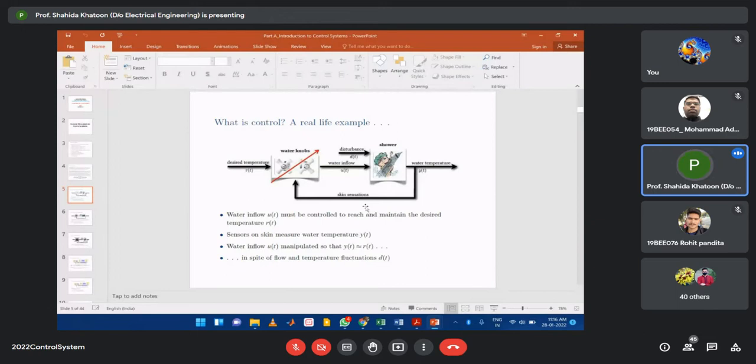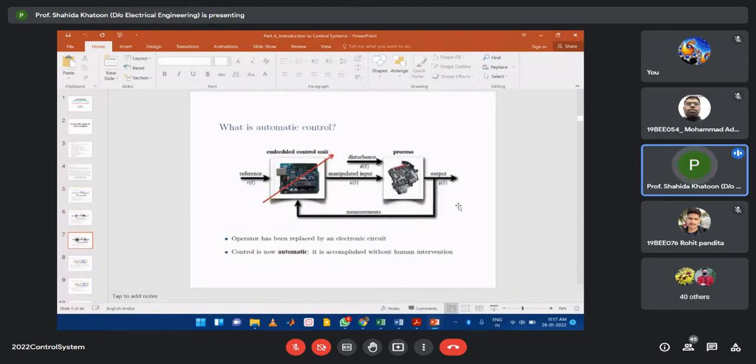So water inflow is manipulated so that y(t) is approximately r(t). y(t) is the output water temperature, and the desired temperature is r(t). So what we are doing here is comparing the actual water output temperature to the desired water input temperature, right? And we are eliminating the error, the difference between the two, by opening the water knobs. So this is one of the very relevant examples of a practical real life control system.